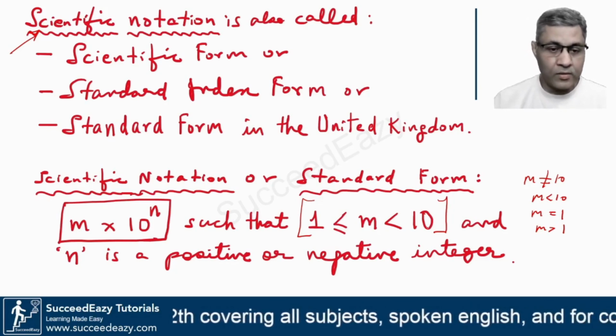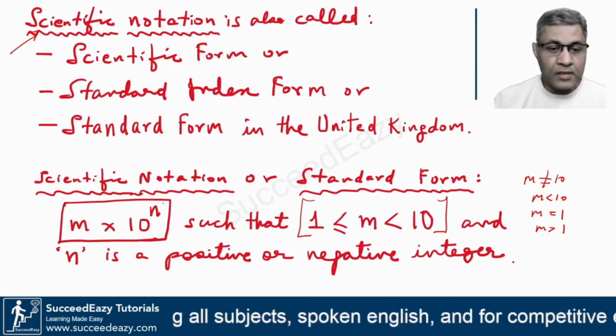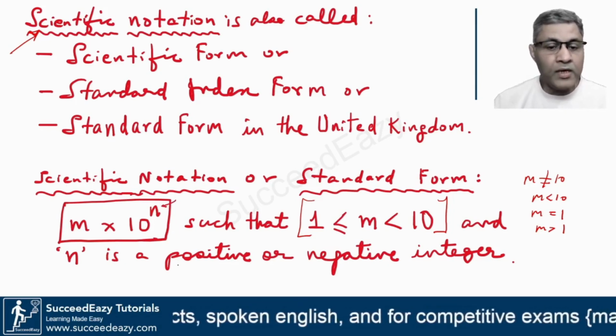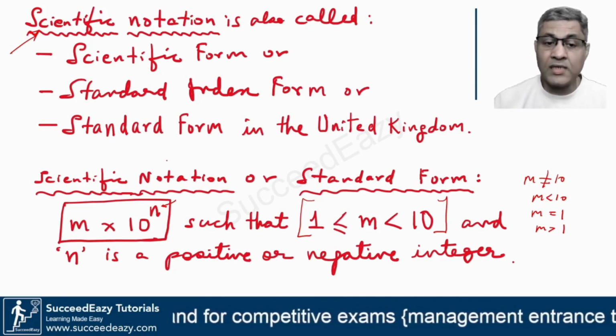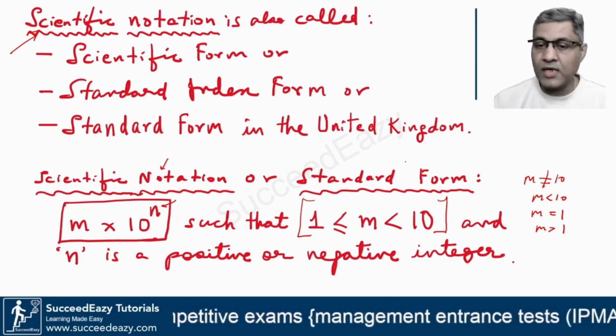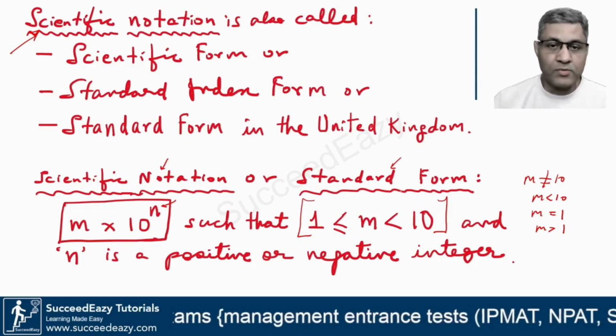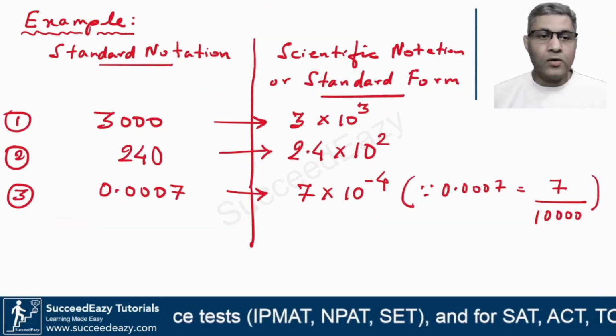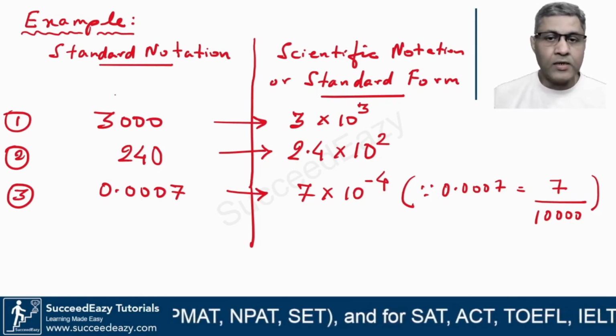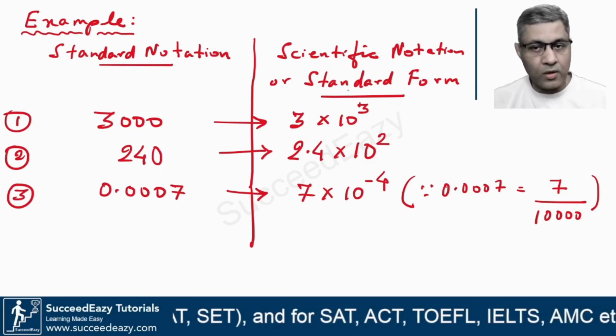Please mind it. And n, this power n, could be a positive or a negative integer. So this is the scientific notation, or the standard form, of expressing numbers. Let's do certain examples to understand how we convert between standard notation and scientific notation.